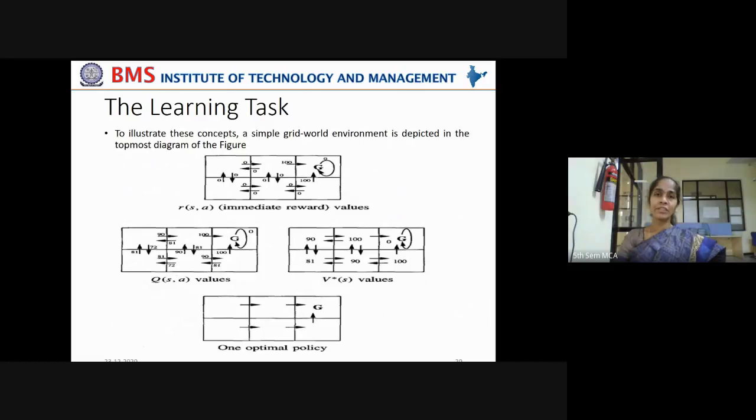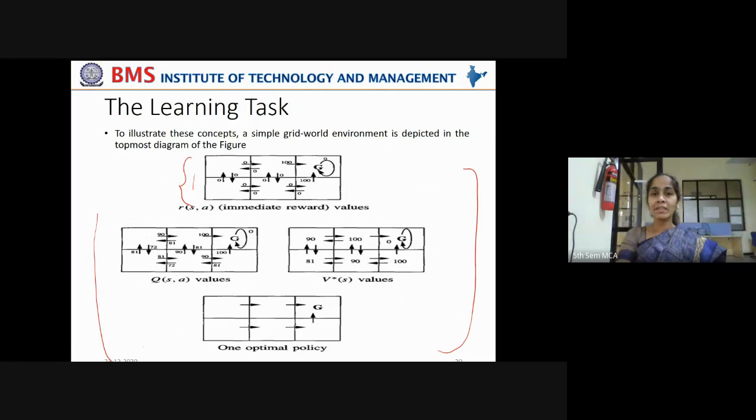Let us go to the illustration directly so that you will be able to recollect what you have learned. To illustrate these concepts of learning tasks, a simple grid world environment is depicted in the topmost diagram of the figure. This entire thing is called a grid world environment, because the environment is depicted in the form of grids for a particular agent. All this explanation I give in the upcoming slides, but let us first understand the basic idea behind this diagram.